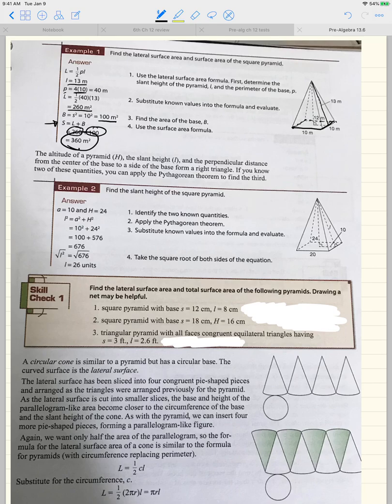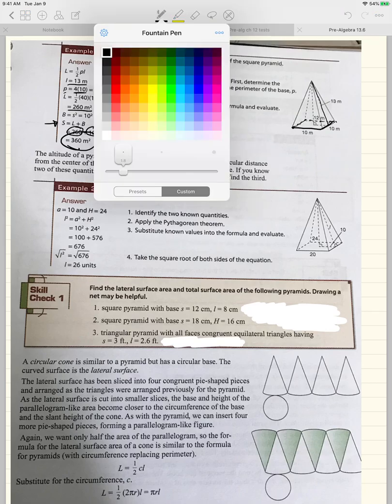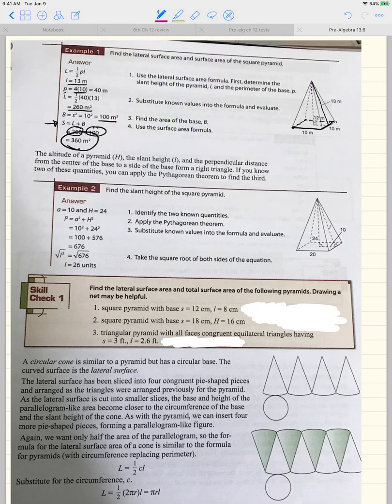The altitude of a pyramid, big H, the slant height, little l, and the perpendicular distance from the center of the base to a side of the base form a right triangle. I'm just going to show it in example number 1. We can see that here. So this would be the big H, and we can see we're creating a right triangle along with that slant height. If you know 2 of these quantities, you can apply the Pythagorean theorem to find the third.